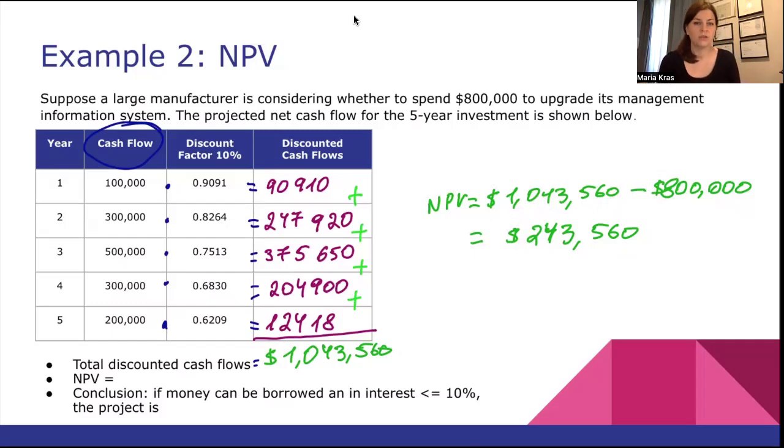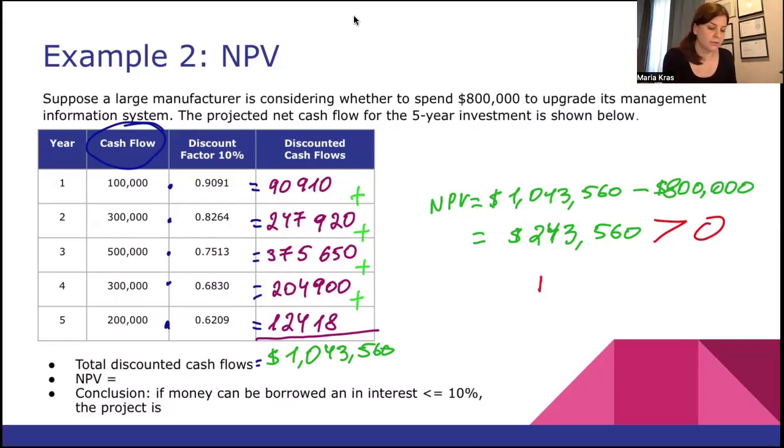to come up with the final NPV of 243,560. You could see clearly that this is a positive number, which means that if money can be borrowed, and you need to learn how to interpret these numbers, right? These results. So if this money can be borrowed at an interest rate of 10% or less, the project is clearly profitable.